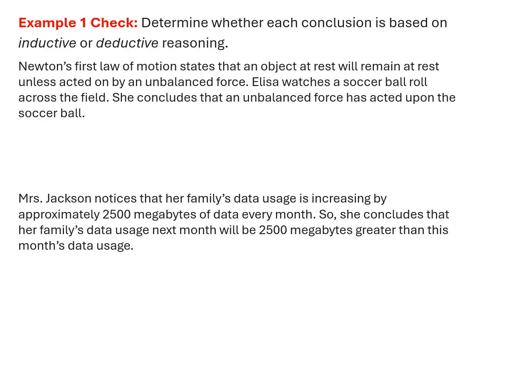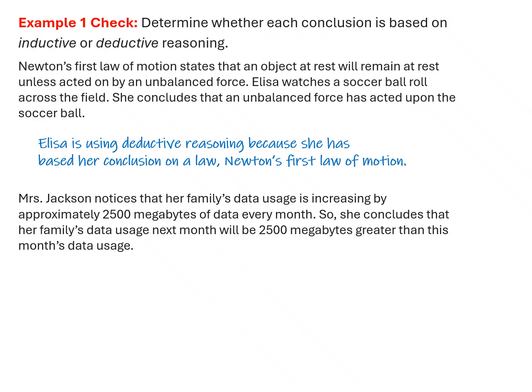Now, you try example one, check, and then we'll review the answer. Pause the video, try it on your own. Okay, Newton's first law of motion states that an object at rest will remain at rest unless acted on by an unbalanced force. Elisa watches a soccer ball roll across the field. She concludes that an unbalanced force has acted upon the soccer ball. Elisa is using deductive reasoning because she has based her conclusion on a law, Newton's first law of motion.